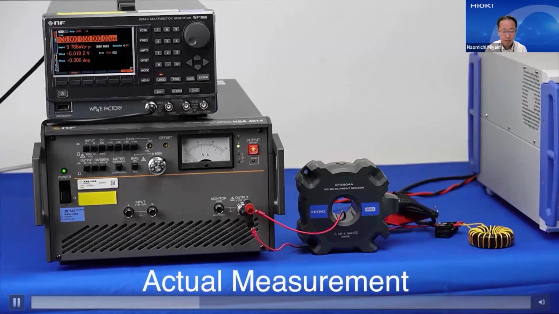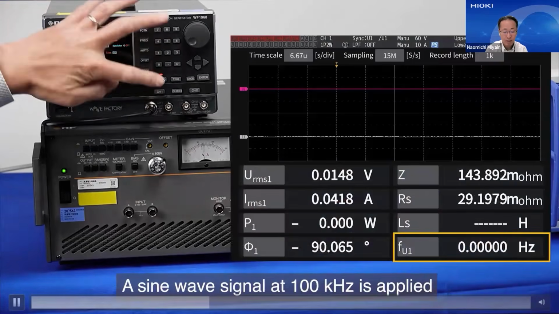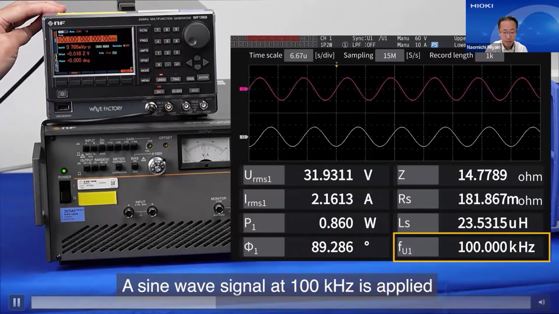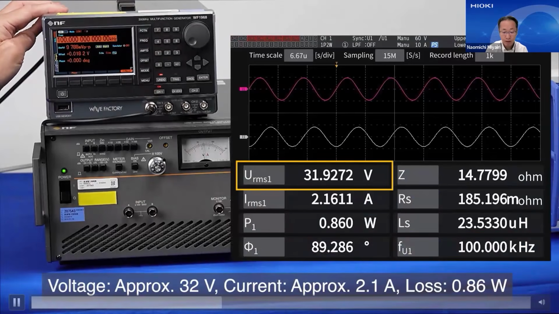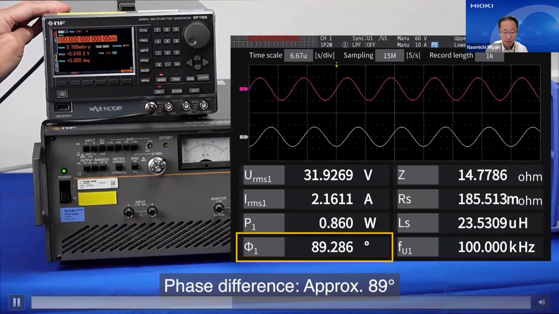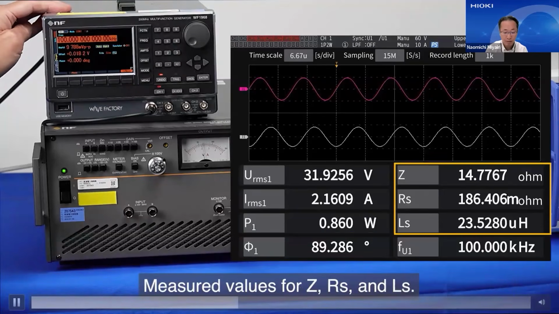All right. Now let's actually apply a signal to the inductor. First, we output a 100 kHz sine wave from the function generator. The signal is applied to the inductor, and the display shows approximately 32 volts, 0.1 amperes, and 0.86 watt for loss. The phase difference is 89 degrees, indicating a very, very low power factor. Impedance, RS, and LS are displayed here.